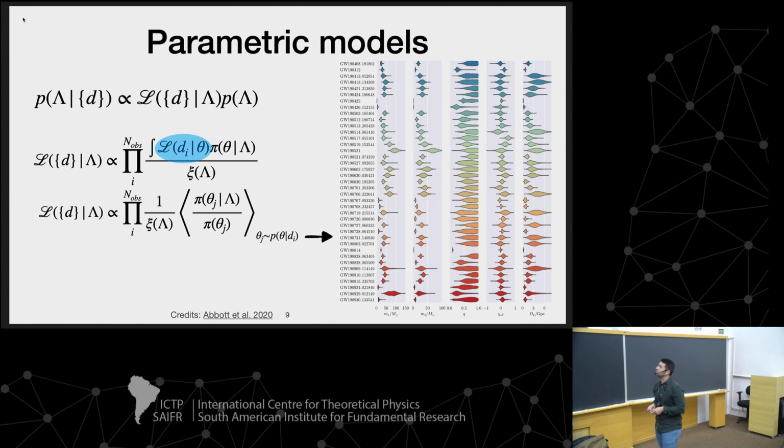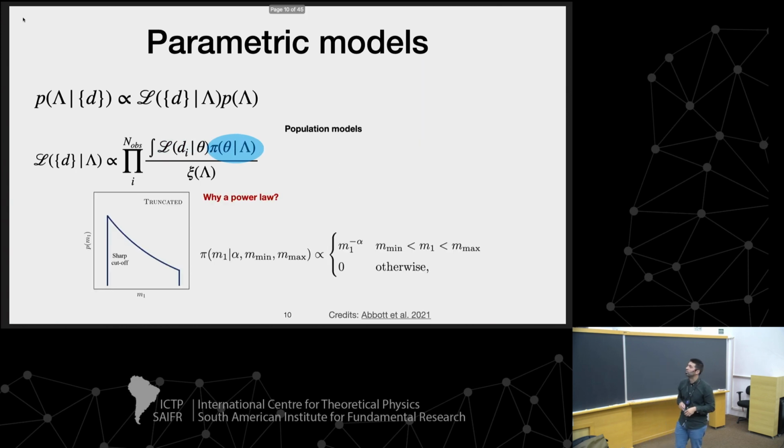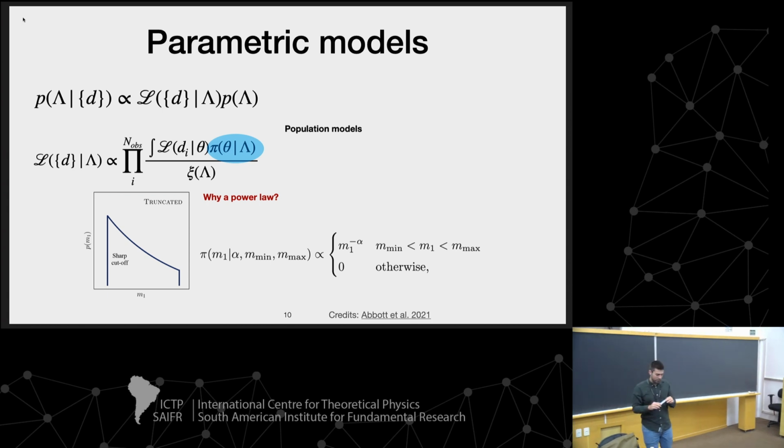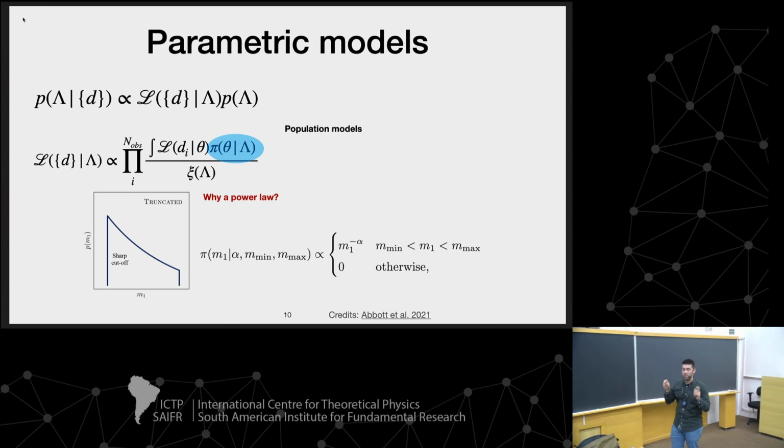So let's have a look at this astrophysical population. Okay, for example, the easiest model that you can think about is a power law, a truncated power law. So what you're saying is that the primary mass distribution of black holes is distributed as a power law given the two extrema.